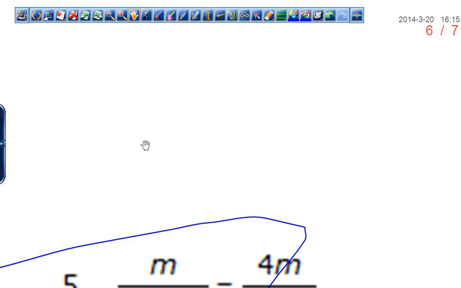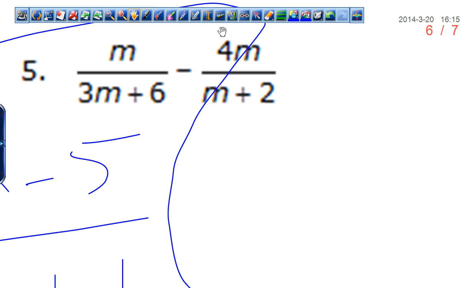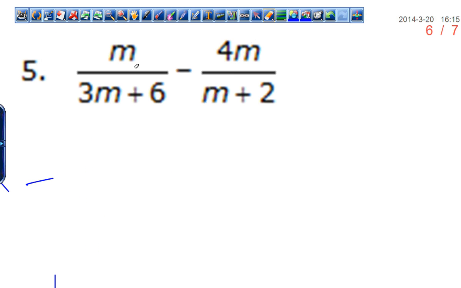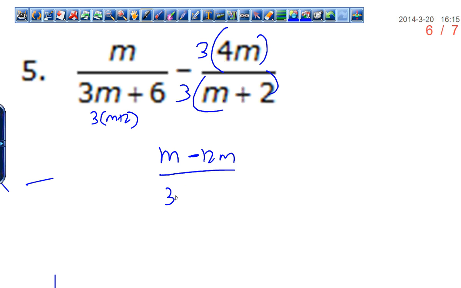Okay, let's see. Here's number 5. Now, number 5, you might see this box is a little large. Sorry about that. You might see that this is the same thing as 3 and then n plus 2. And we see this is an n plus 2. So this is my common denominator. That means this needs 3, this needs 3. So I got m minus 12m over that common denominator. If you want to factor it out, that's fine. Or you can just leave it as 3m plus 6. So then we get negative 11m over 3m plus 2.